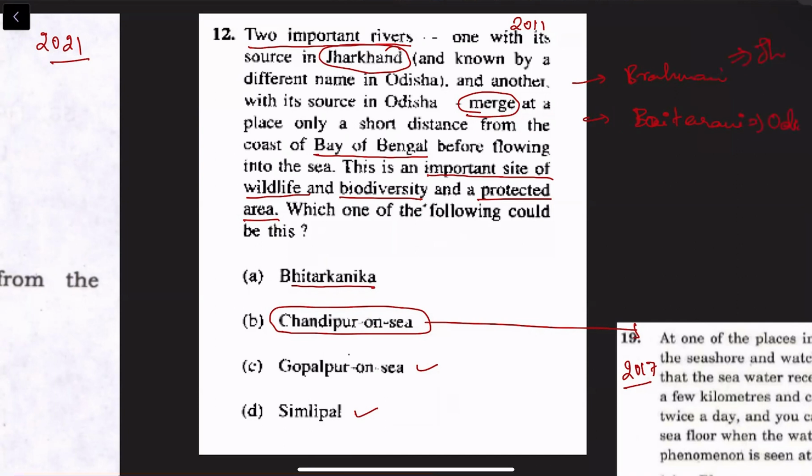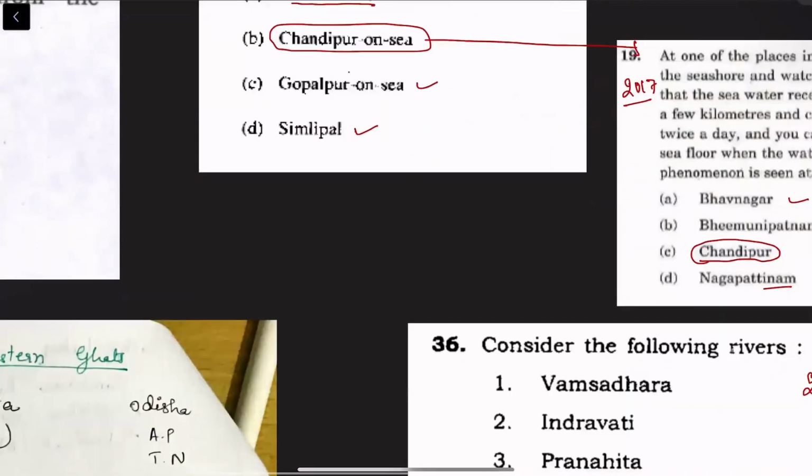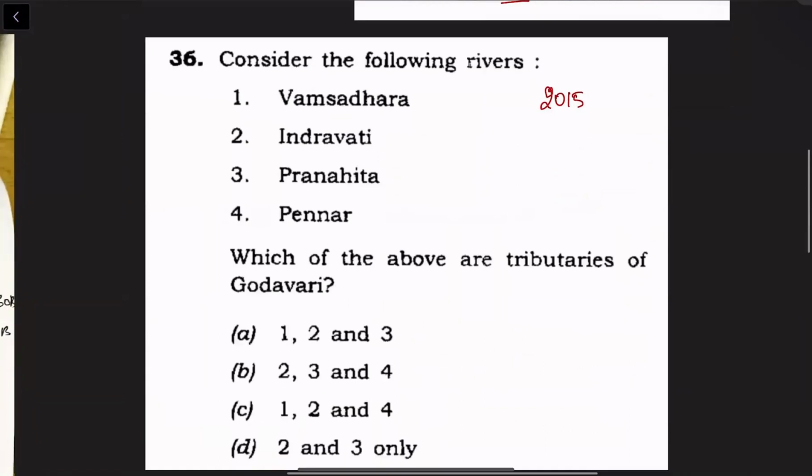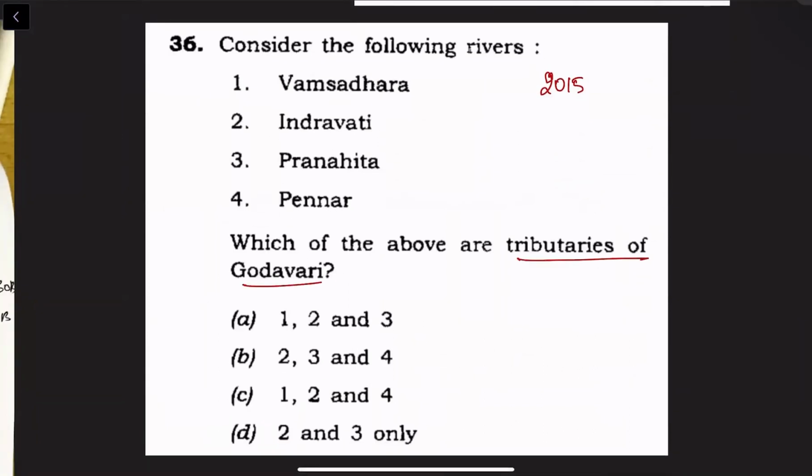This is one clue. Then in 2015, this particular question was asked: which of the following are tributaries of Godavari? We have dealt with the Pennar river in detail in one of my previous videos. Pennar and Vamshadhara are independent rivers, which means they join the Bay of Bengal. When working on this PYQ, we should note that since they join the Bay of Bengal, they are not tributaries of any river. So 2 and 3, Indravati and Pranahita, are the tributaries of Godavari.